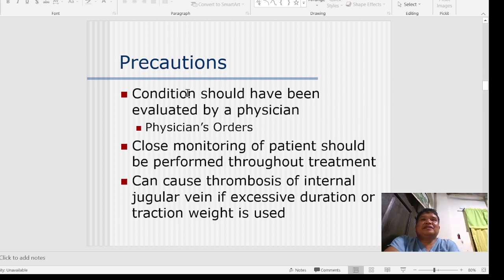Precautions. The conditions must have been evaluated by a physician's order. We check whether it has been evaluated by the physician through imaging, whether the patient had pictures taken. Close monitoring of the patients, perform proper treatment, and traction can cause thrombosis of the external jugular veins. So watch the application of the harness so it does not press on the chin and the neck.